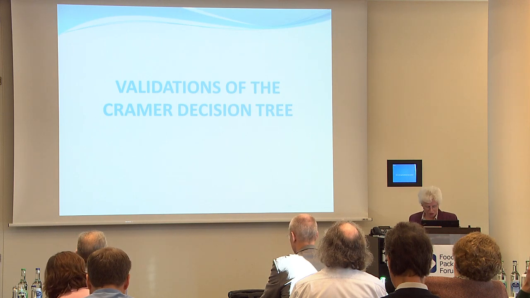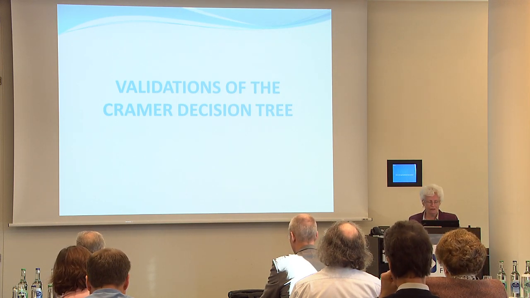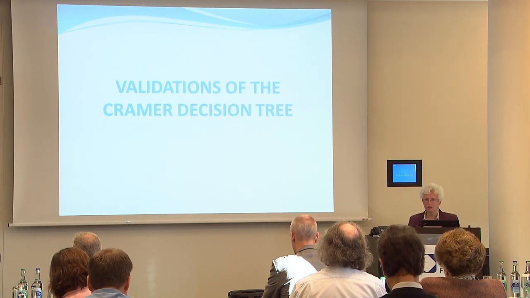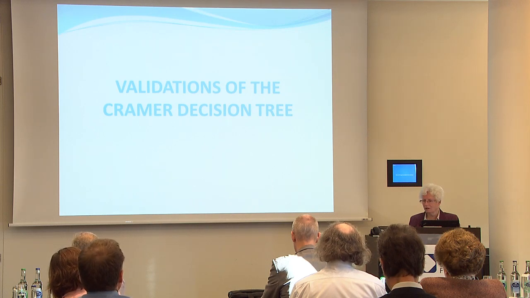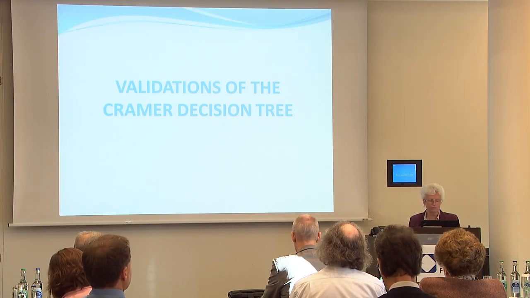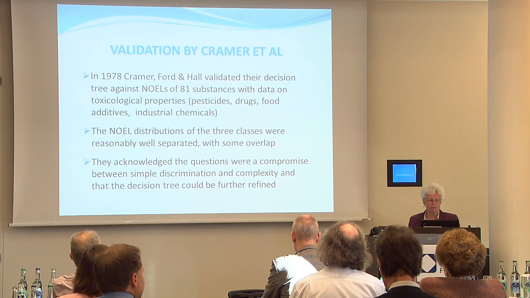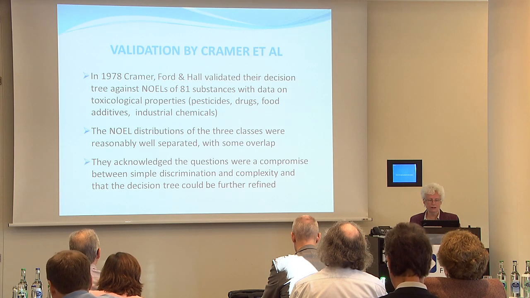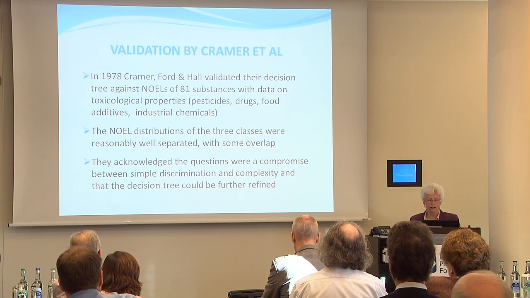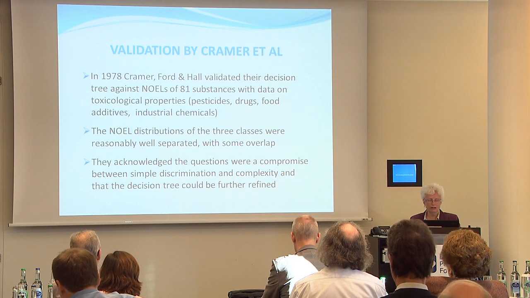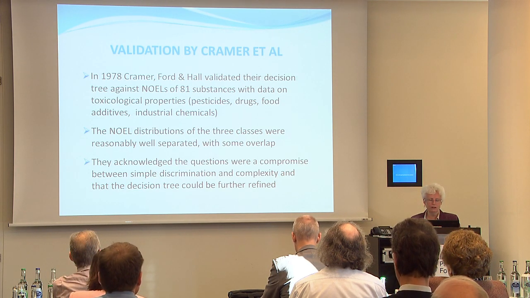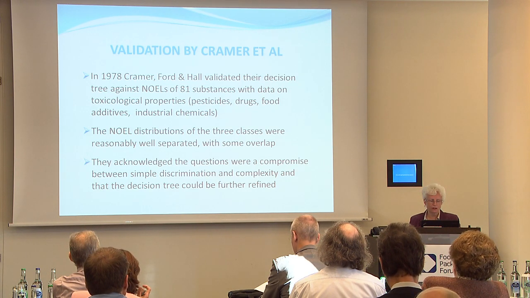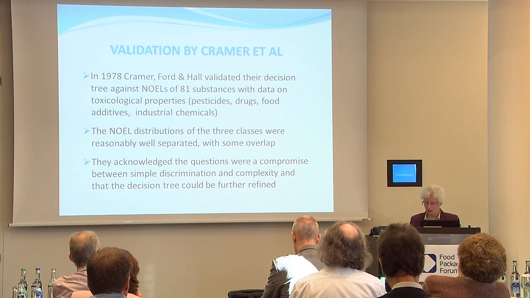So I'm now going to spend the last part of my talk talking about how people have tried since 1978 to validate this decision tree approach that Cramer proposed. Well, Cramer and colleagues themselves did first try to validate their decision tree. They only had about 80 or so substances at the time with data on toxicological properties, and these were drawn from pesticides, drugs, industrial chemicals, food additives, etc.